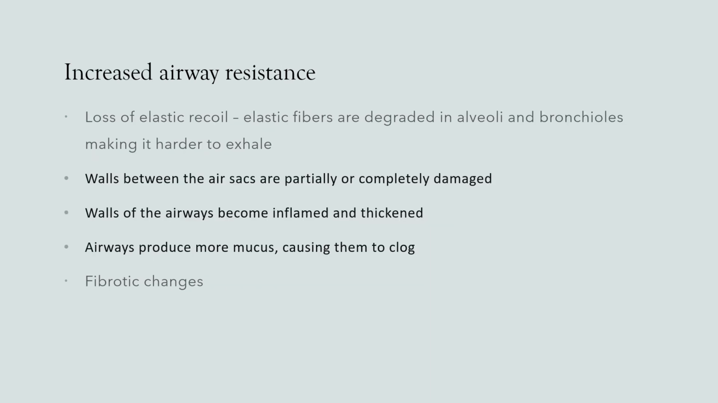Throughout this process, you have increased airway resistance. So loss of that flexible elastic recoil in the alveoli and bronchioles, that makes it harder to exhale. The walls between the air sacs are partially or completely damaged, becoming inflamed and thickened, as well as the larger airways becoming inflamed and thickened. Because of those cellular changes, you have more mucus production, so easier to clog. And then again, those fibrotic changes, which means you've got thickened scar tissue.